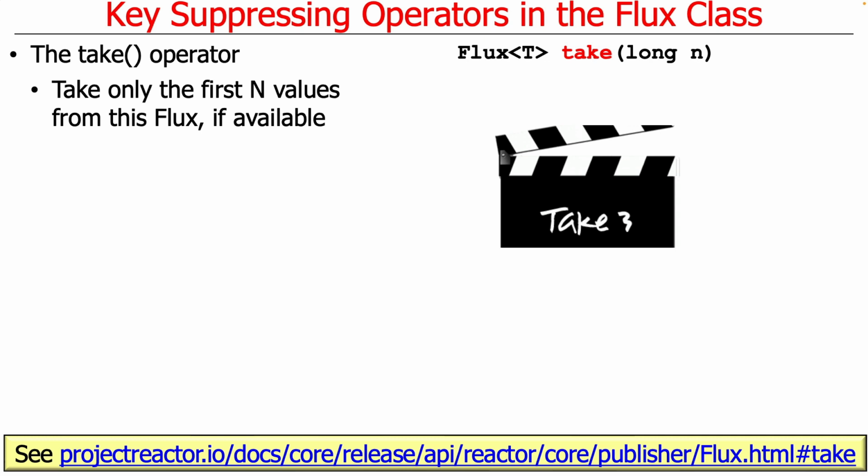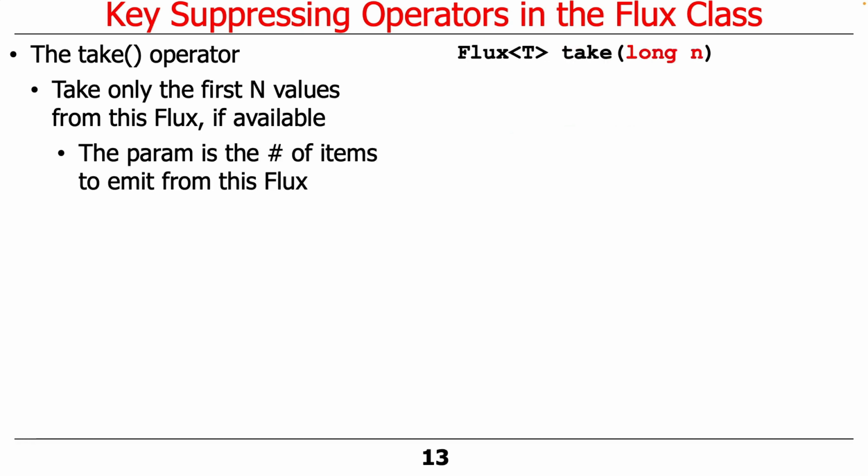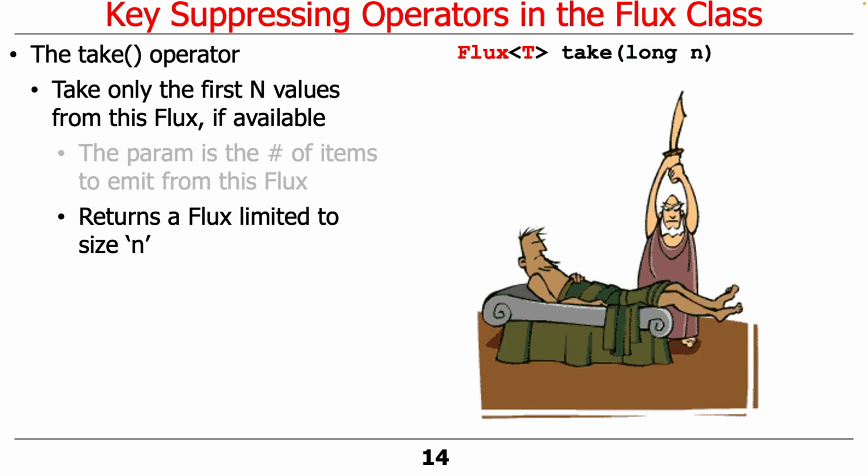Let's talk about take next. So take, as the name suggests, only takes the first n values if there are n values. If there's less than n values, then it'll take whatever it can, but it'll take no more than n values. It should probably be called take no more than or something like that. The parameter is the number of items to emit from the flux, passed in as a long, and it returns a flux limited to size n.